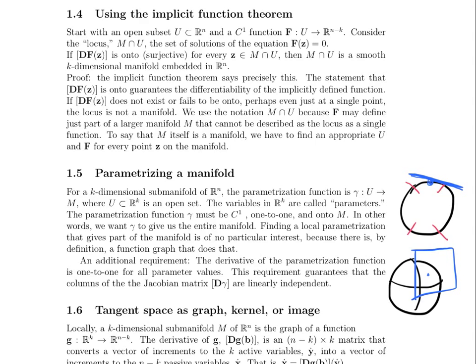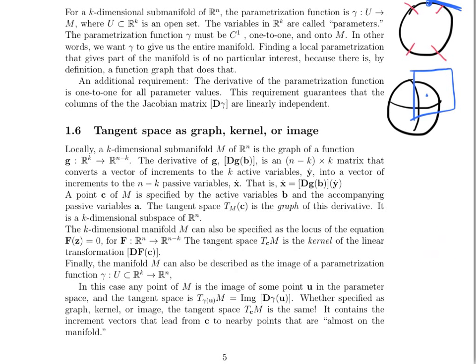So let's talk about how, depending on how you've described the manifold, you can figure out what the tangent space is. All right, well, our first option is that we have used a graph of a function to describe the manifold. Well, the derivative of G, which is just dG, is an n minus k by k matrix. Because remember, G maps from k to n minus k. So dG is going to be an n minus k by k matrix that converts a vector of increments to the k active variables, y dot, into a vector of increments to the n minus k passive variables, x dot, which basically tells us exactly how you need to change the passive variables when the active variables change.